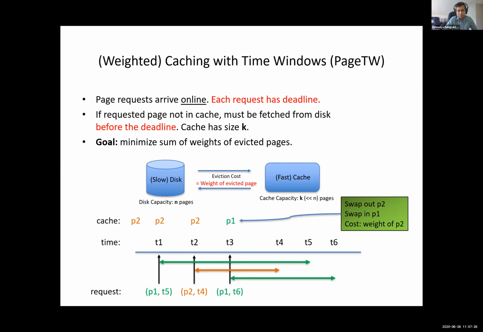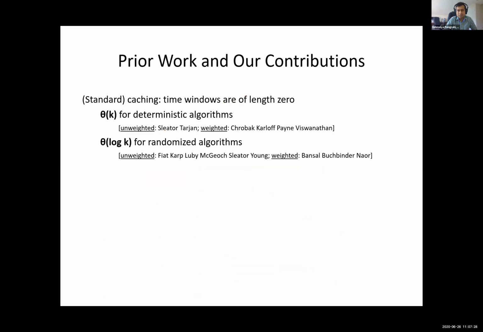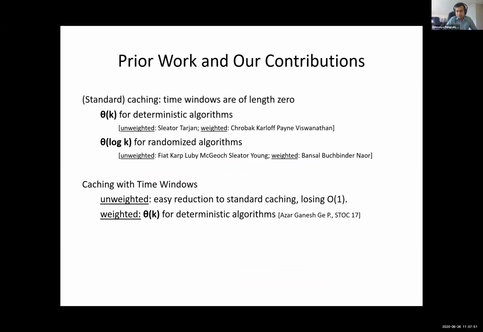So what's known about this problem? First, it's obvious that if all these time windows are of length 0, which means that the deadlines are precisely when the requests are being generated, then this is exactly the standard caching problem, for which we know that the best deterministic competitive ratio is Θ(k), and the best randomized competitive ratio is Θ(log k). For caching with time windows, the same results hold for the unweighted case.